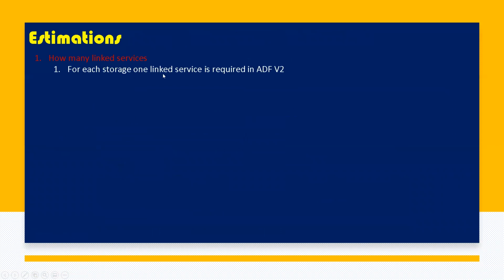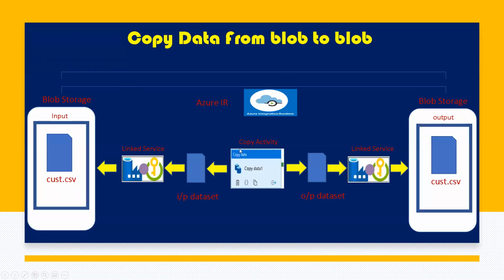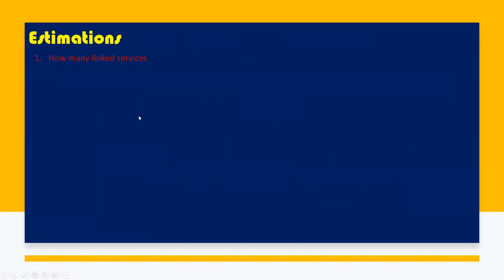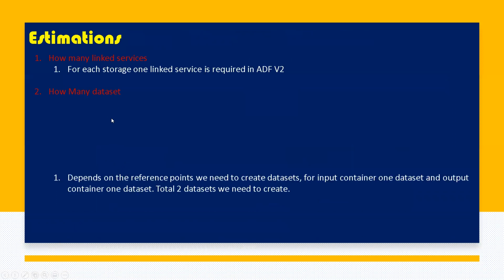For each storage, one linked service is recorded in ADF v2. In our scenario, we have only the blob storage. Within the blob storage, only the container is going to be different: the input container and the output container, but the storage environment is the blob storage only. So since we have only one storage environment, we have to create one linked service. And how many datasets do we have to create?